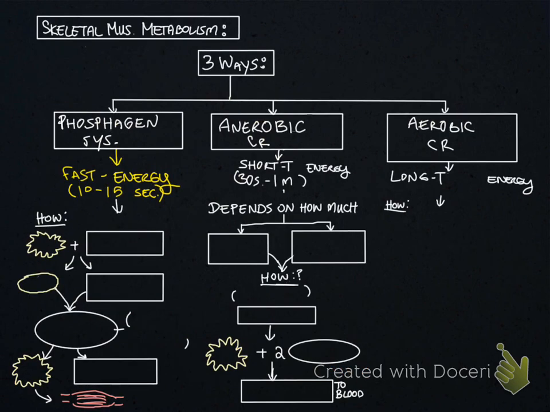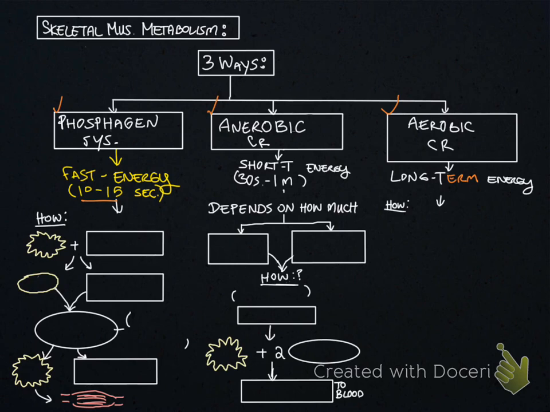Now that we've talked about how we physiologically contract muscle, where does the energy come from? Basically, there are three ways. It's either really quick, short-term, or long-term energy. Now, if it's really quick, I mean like 10 to 15 seconds, and it relies on the ATP that is inherently within the muscles. Okay, and it's called the phosphagen system.